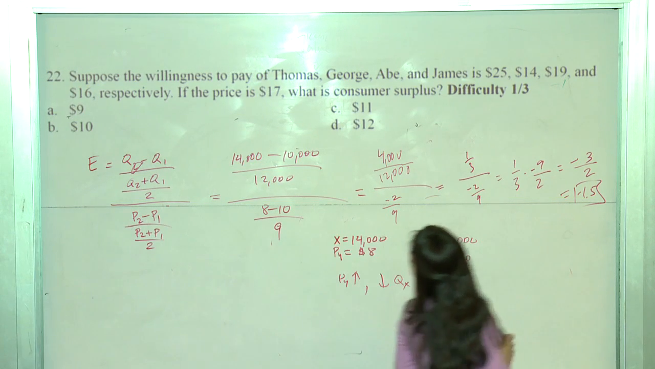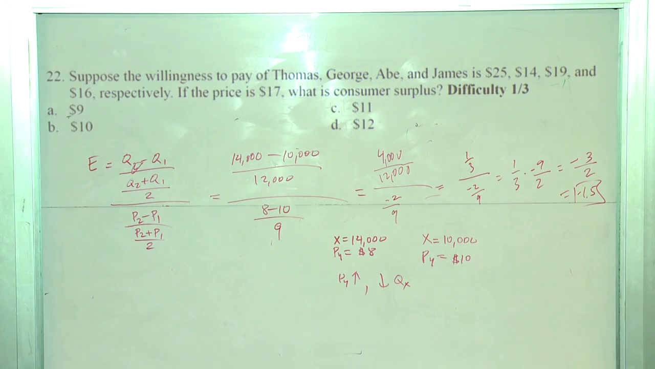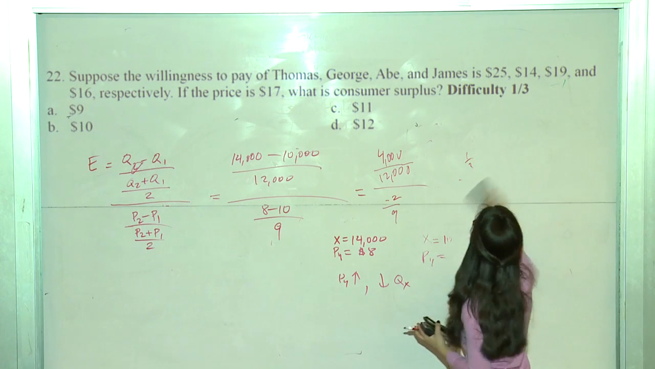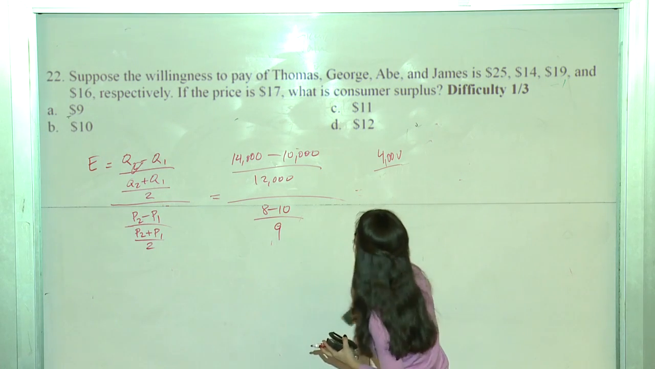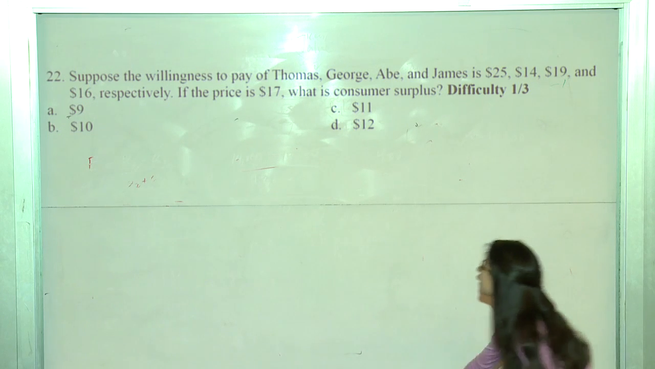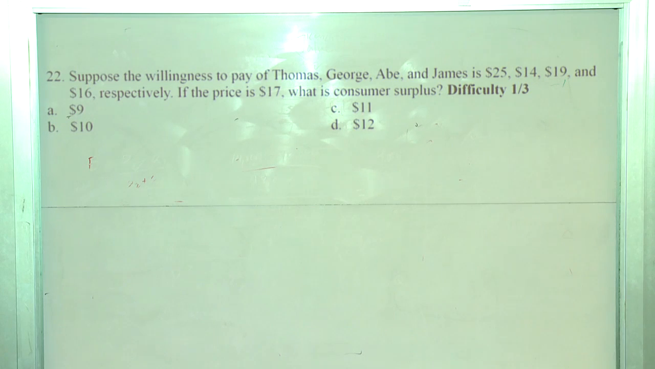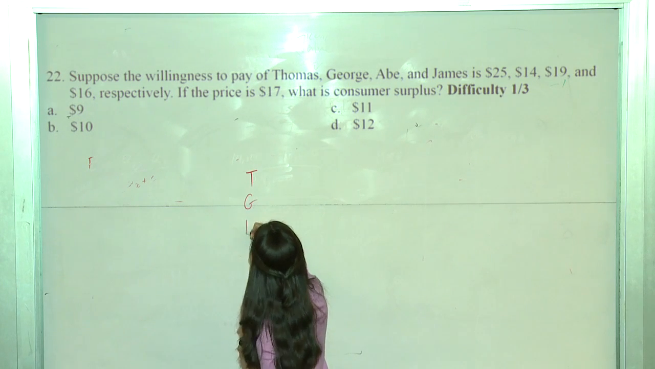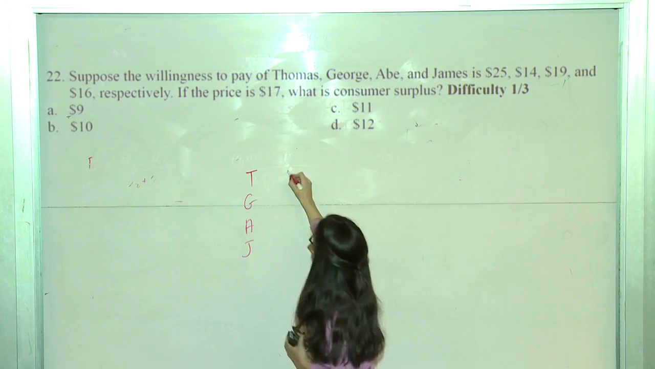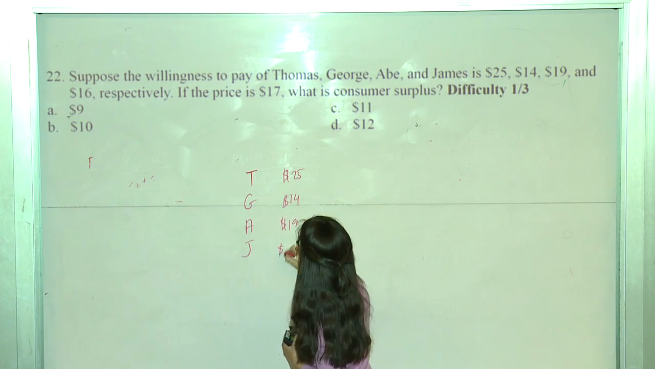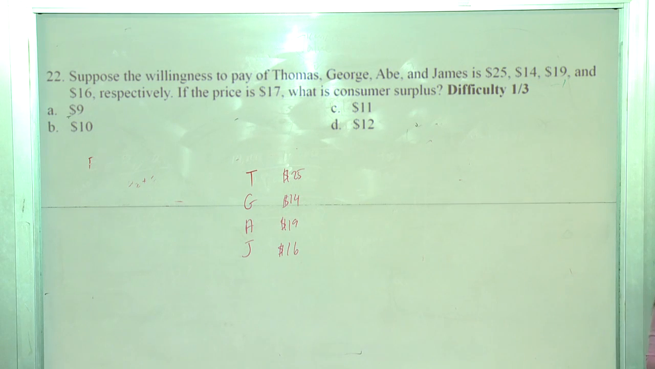All right, question 22. Suppose the willingness to pay of Thomas, George, Abe, and James is $25, $14, $19, and $16 respectively. Now the actual price is $17. So what is the consumer surplus? So how are we going to do this one? We have these four guys: Thomas, George, Abe, and James. Their willingness to pay is $25, $14, $19, and $16. But the actual price is $17.